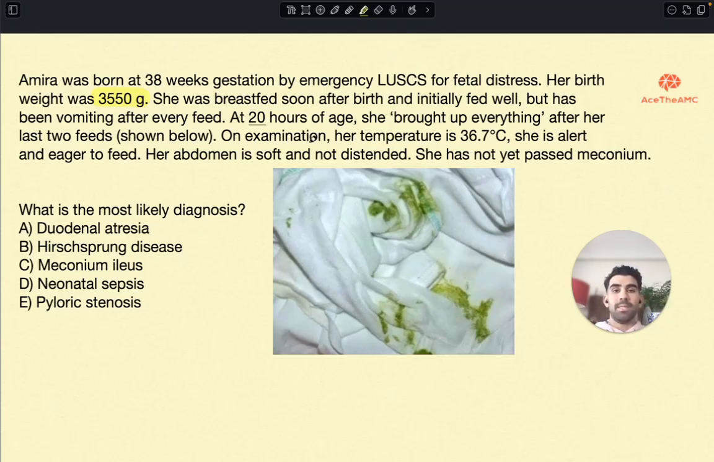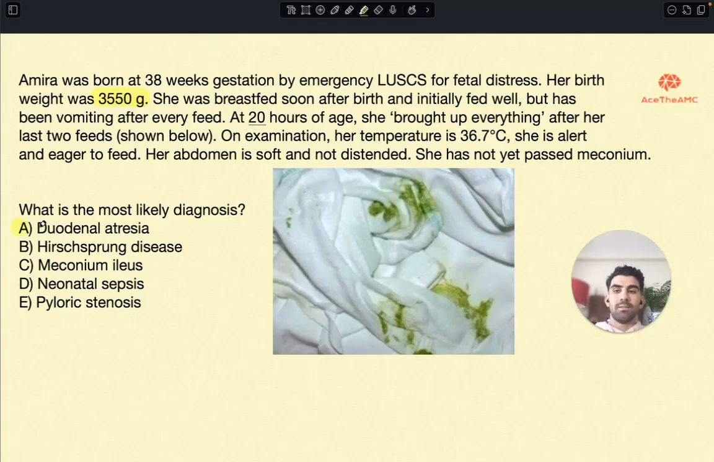But she would also potentially have a distended abdomen. Same with Hirschsprung's disease. You would have distended abdomen. With Hirschsprung's, you can also get an associated colitis, where you get inflammation of the bowel, where you would get distension and you would have more hemodynamic instability.